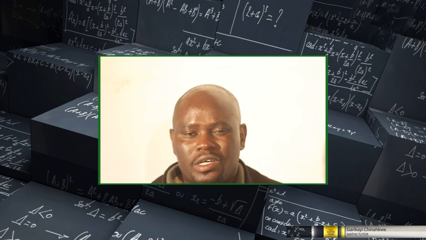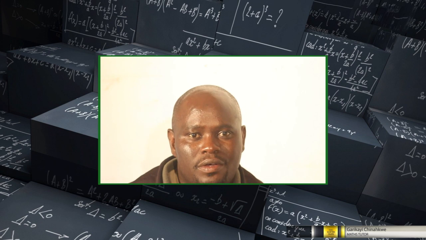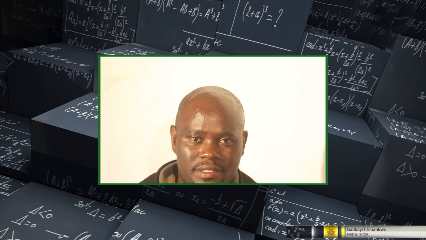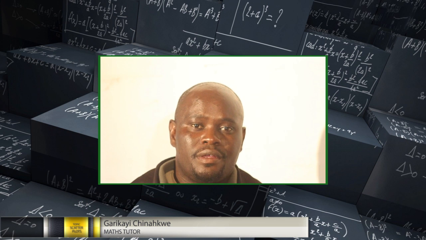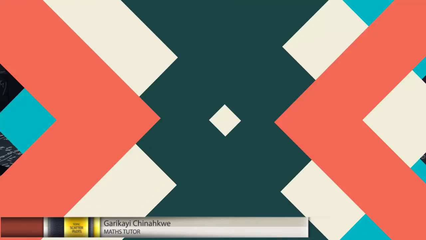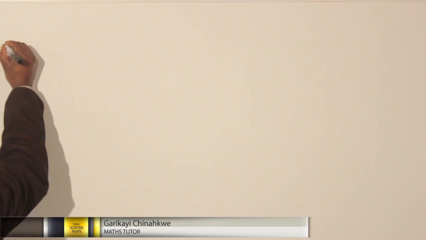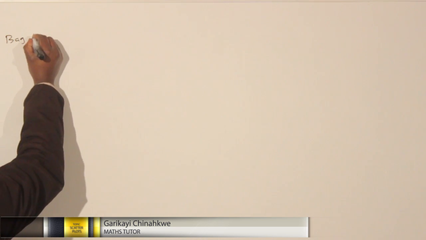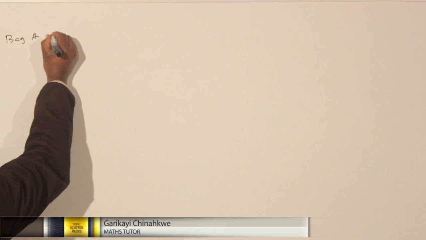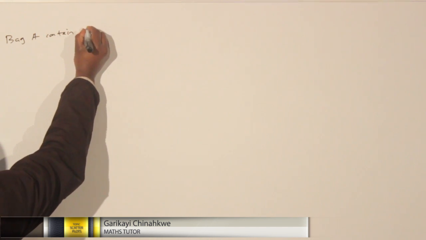All right, we are going to look at an example which involves a tree diagram. Probability which involves tree diagrams. For example, you'll be given a question like this. They say bag A contains 9 marbles.